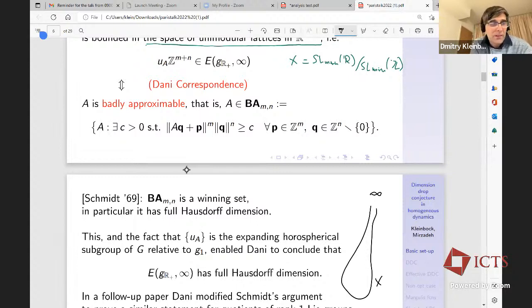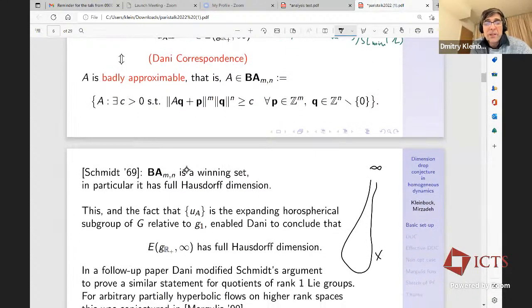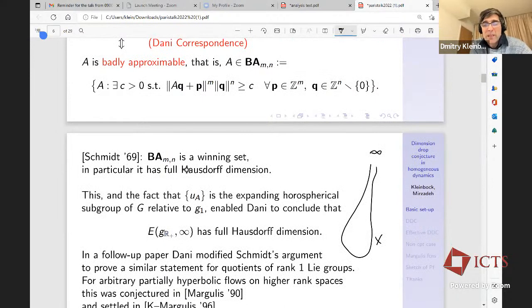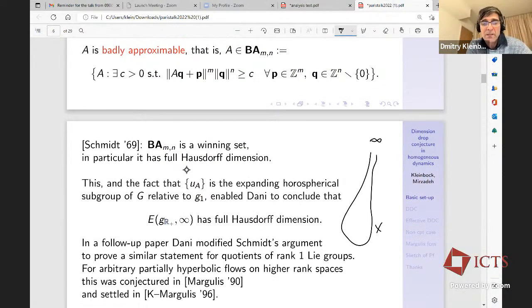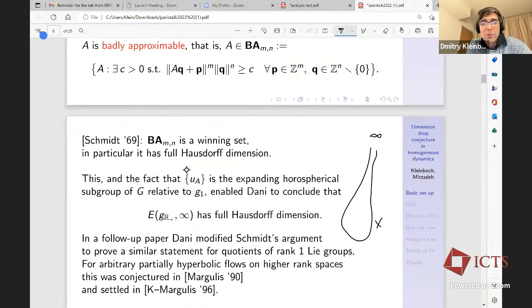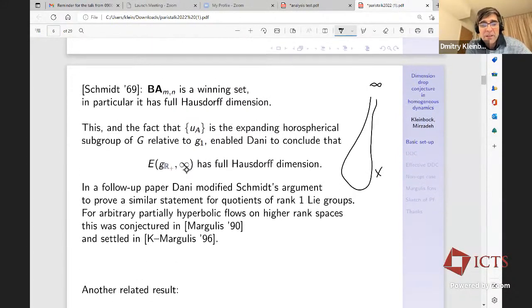So you can consider also this type of exceptional orbits if you have a non-compact space. And then Dani also modified Schmidt's argument to prove a similar statement for quotients of rank 1 Lie groups. So you have a lot of exceptional trajectories, a lot of bounded trajectories, and there is some history to this problem. The full statement for arbitrary Lie groups was conjectured by Margulis in his ICM address, and then we wrote a paper in '96 settling this.